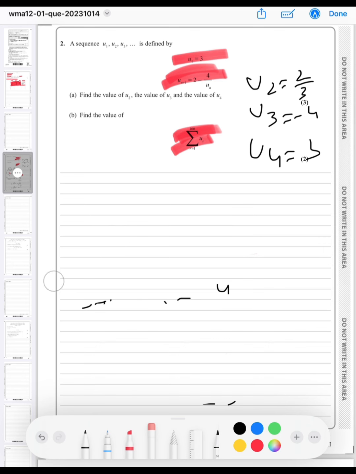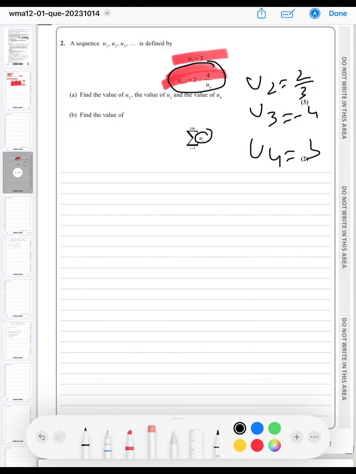The next part is about the sigma notation. You can see that they placed this ur. So in this part, it's sigma notation, it's a sequence, and we have to check the pattern of the sequence. They are asking for the summation of the results from 1 till 100, but they have put a formula here. This ur is related to this formula.